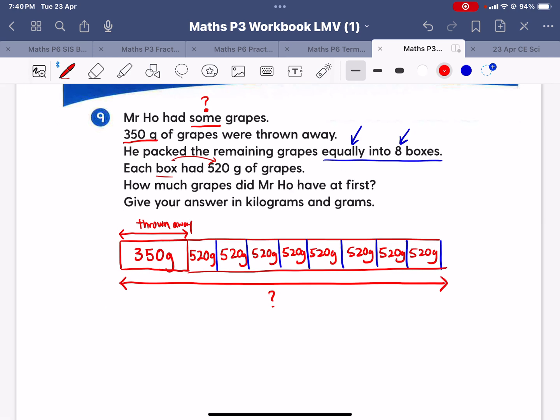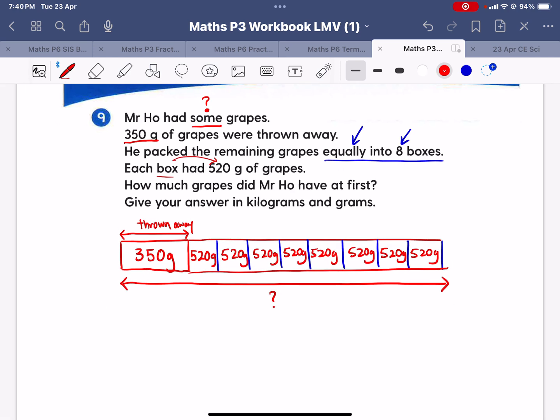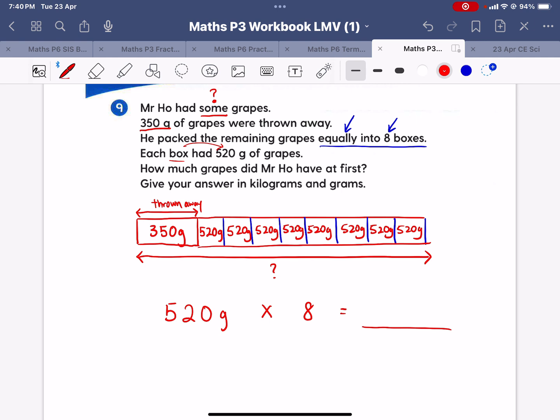Okay? So over here, let's say we are tired of unitary method. Alright, it is okay. We can always go back to our usual equations method. Let's start off with first thing, 520. We know that is for each box. And altogether, we know there are 8 boxes. Now, do you think we can find out the answers to this on your own using multiplication, long multiplication? But we know that that's not the end, right? Because that's only for the 8 boxes.